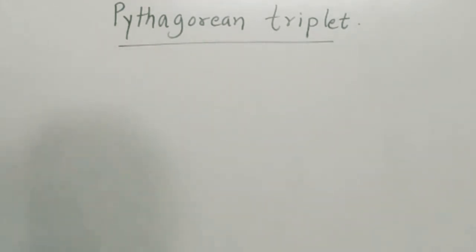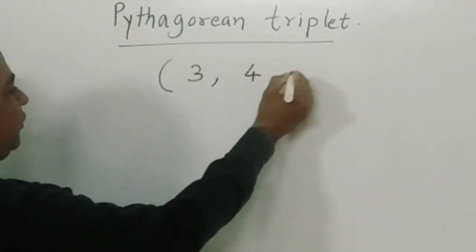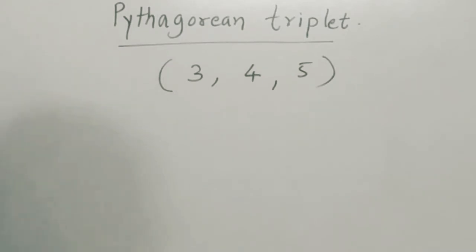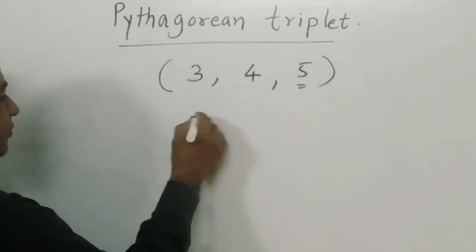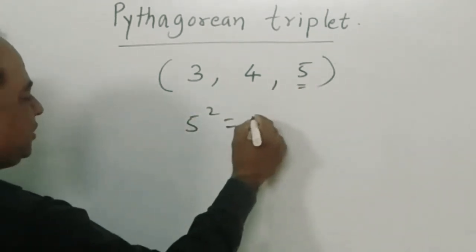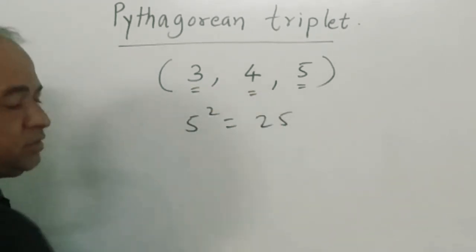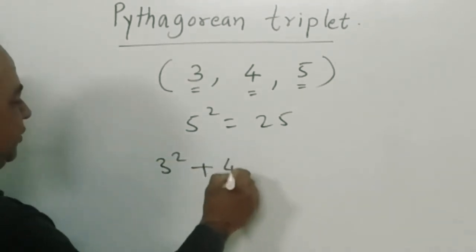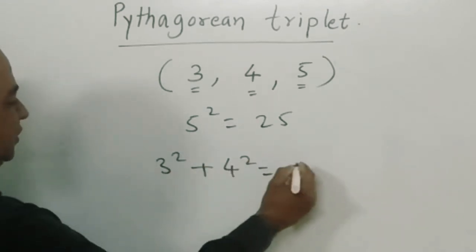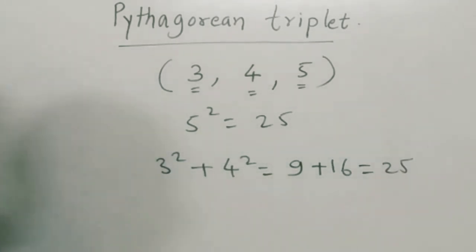Now, let us consider a first Pythagorean triplet, that is 3, 4 and 5. 3, 4, 5 is a Pythagorean triplet. Here the square of the greatest side, 5 square, is equal to 25, and the sum of the squares of the other two sides, that is 3 square plus 4 square, is equal to 9 plus 16, which is equal to 25.